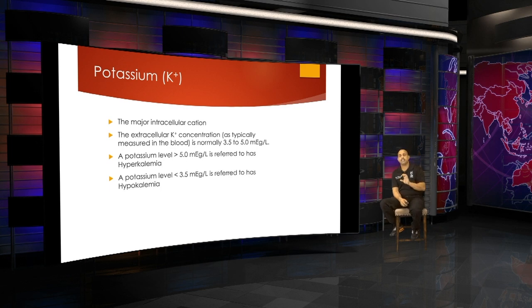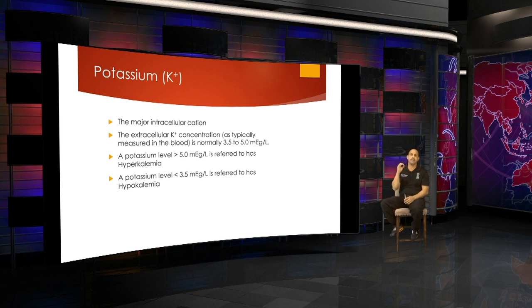Another easy way to remember that potassium is intracellular, I think about the gas station, Circle K. The circle is the cell. Inside that cell is the K, which is the potassium. So potassium is an intracellular ion. It is the major intracellular ion that sits inside the cell. Okay, the extracellular potassium concentration is typically measured in the blood.